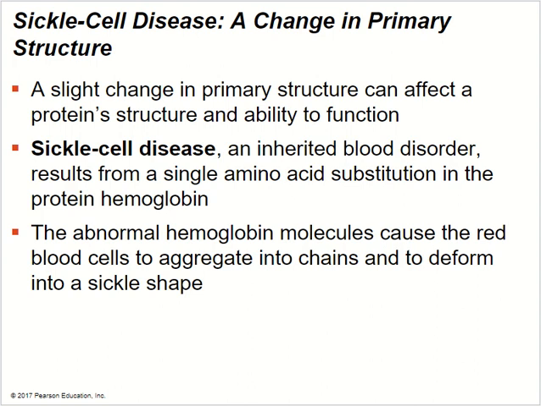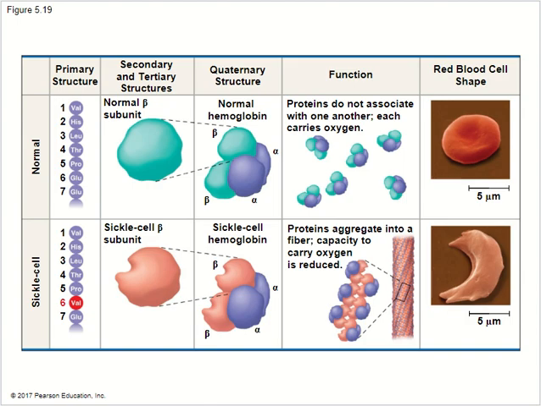Sickle cell disease, an inherited blood disorder, results from a single amino acid substitution in the protein hemoglobin. The abnormal hemoglobin molecules cause the red blood cells to aggregate into chains and deform into a sickle shape. What we see here is a comparison of standard hemoglobin to sickle cell hemoglobin, resulting in the shape of the red blood cell eventually changing from more spherical, ovoidal, to sickle-shaped.